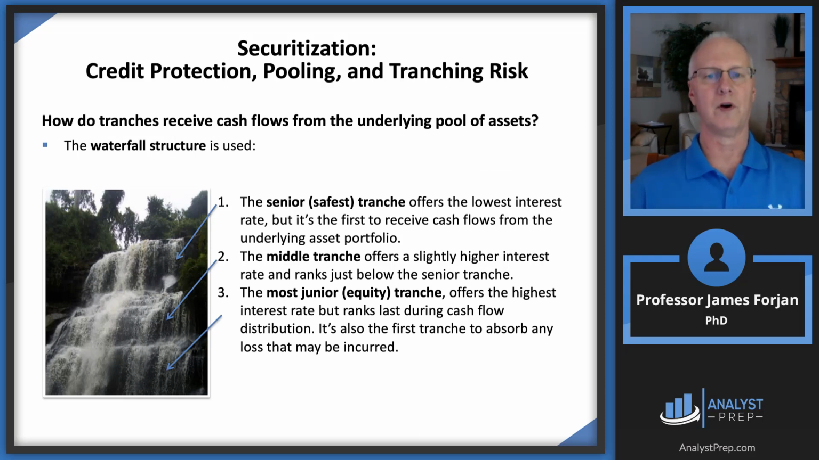Let's talk about this waterfall structure. I mean, this is pretty self-explanatory. What happens here? You have a senior tranche, and then you have all of the subordinated tranches. You could have hundreds or thousands of these, but it doesn't make any sense to do that. And so there are at least a couple of these subordinated or junior tranches. So the senior tranche probably offers the lowest interest rate, but it's the first to receive the cash flows from the underlying portfolio. And then the middle tranche has probably a slightly higher interest rate and will be paid after the first tranche gets paid, and then all of the other junior tranches.